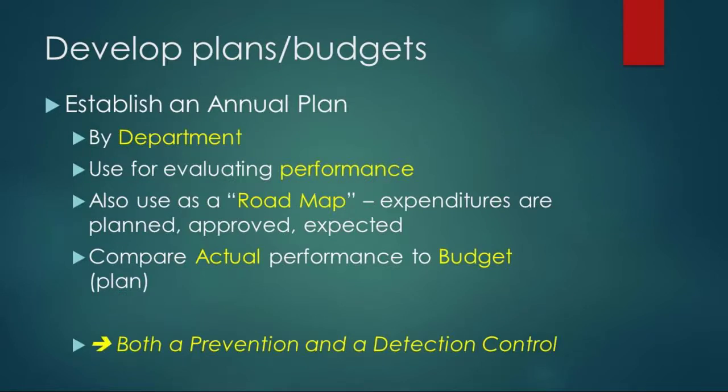Develop plans and budgets. This is an area where a lot of individuals and companies are weak. Establish an annual plan by department. Use it for evaluating people's performance and also use it for tracking costs. You said you were going to spend $90,000 this year. Looks like you're spending $150,000. What's going on? Tell us what happened. There may be a very good reason, but it's a good way to allow for some prevention and detection control. And of course, what did you actually do compared to the budget?